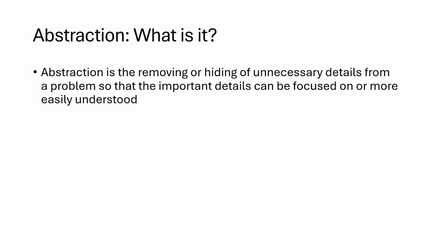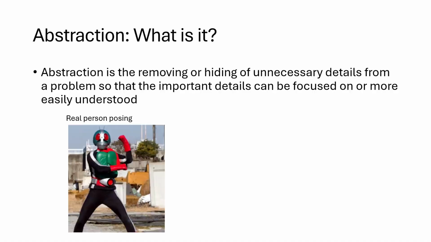And so abstraction, what is it? Abstraction is the removing or hiding of unnecessary details from a problem so that the important details can be focused on or more easily understood. And with that example with the TV robot earlier, we hide or remove the details of how a robot would work inside to be able to focus on playing on TV.